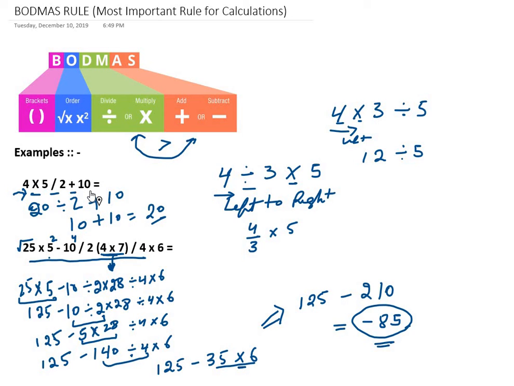So practice more and more such BODMAS problems so that these rules get into your mind. And the key thing to remember is the brackets first, order, then division and multiplication both have equal priority, but if both of them come, then we have to move from left to right, whichever comes first we have to do that. Then we have to perform addition and subtraction, which has the lowest priority.